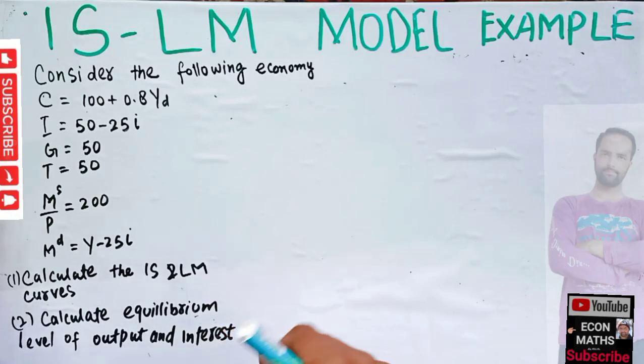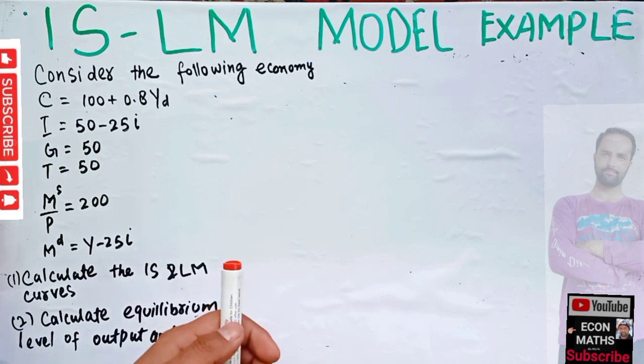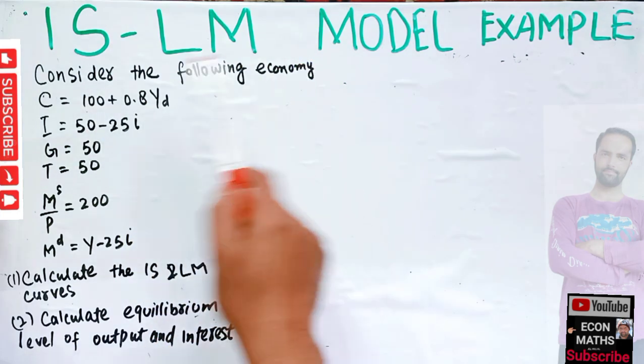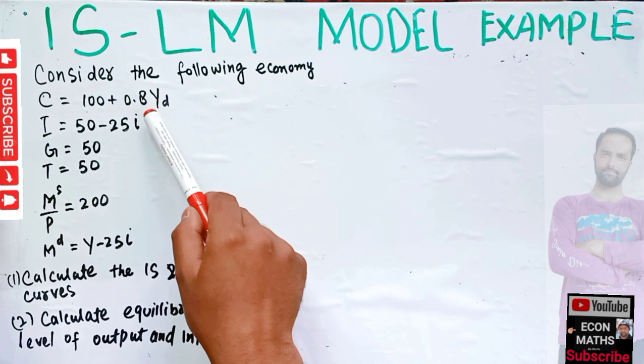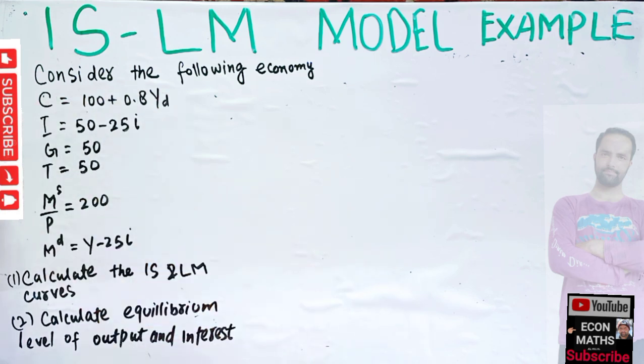Let us solve a question on the IS-LM model. This question was asked by a brother on WhatsApp. The question is like this. Consider the following economy. C is equal to 100 plus 0.8 Y subscript D. C denotes the consumption function. Y subscript D is our disposable income.